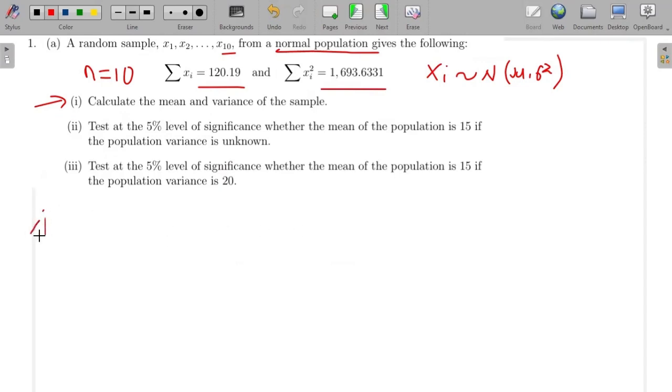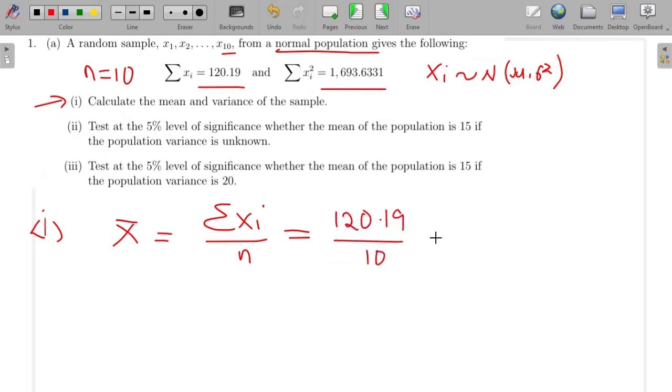How do we calculate the mean and the variance of the sample? So I'm going to say part 1, the mean: x bar is equal to the summation of all the xi divided by n. So the summation of all the xi is 120.19 divided by n, which is 10. So here gives me my x bar to be 12.019. So this will be my mean.